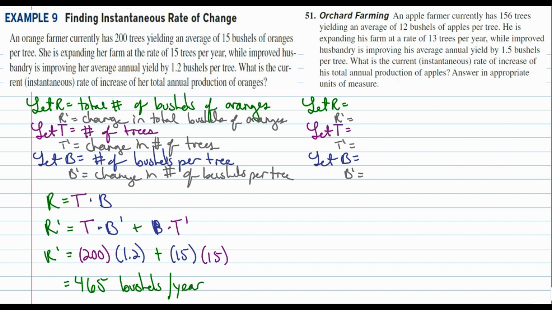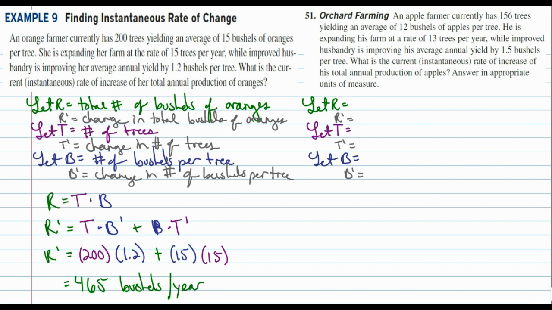So now we're orchard farming, we're not doing oranges anymore, we're doing apples. An apple farmer currently has 156 trees, yielding an average of 12 bushels of apples per tree. He is expanding his farm at a rate of 13 trees per year, while improved husbandry is improving his average annual yield by 1.5 bushels per tree. What is the current instantaneous rate of increase of his total annual production of apples? Answer in appropriate units of measure.